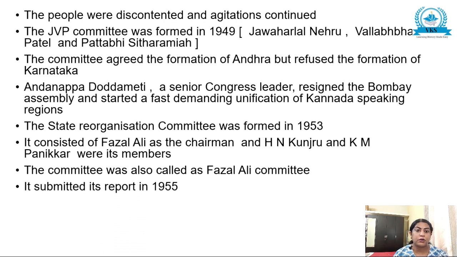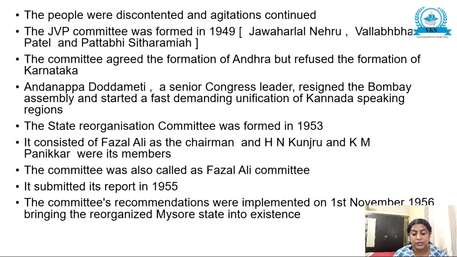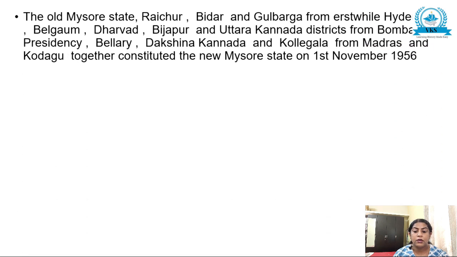It submitted its report in 1955 and the committee's recommendations were implemented on 1st November 1956, bringing the reorganized Mysore state into existence. It was called the New Mysore State. The old Mysore state, Raichur, Bidar, Gulbarga from erstwhile Hyderabad, then Belgaum, Dharwad, Bijapur and Uttara Kannada districts from Bombay Presidency, and Bellary, Dakshina Kannada and Kollegala from Madras, and Kodagu, all together constituted the New Mysore state on 1st November 1956.